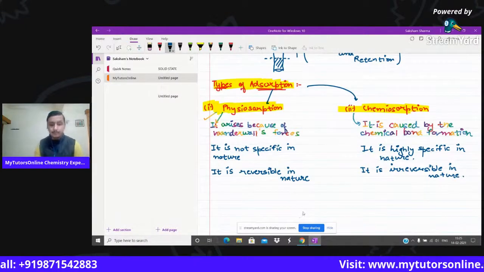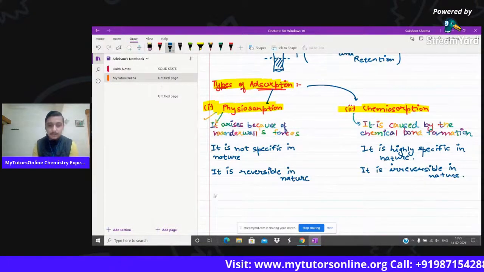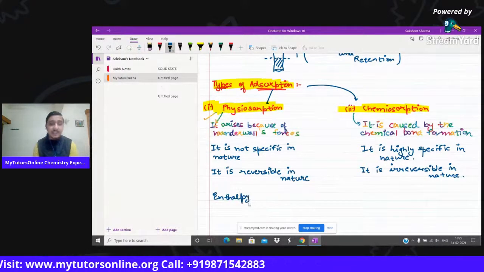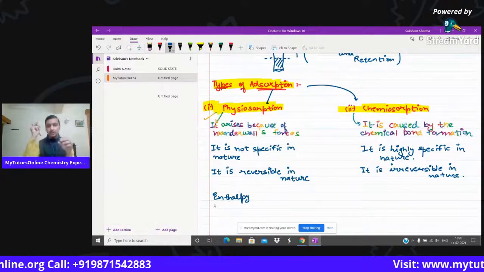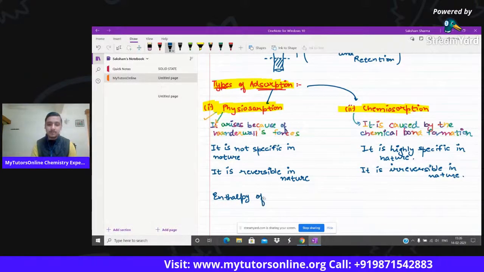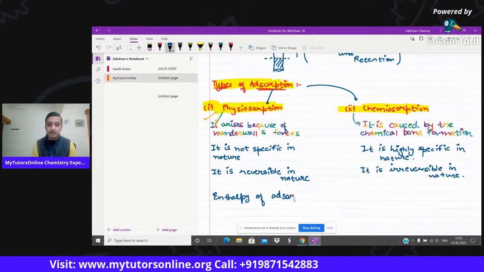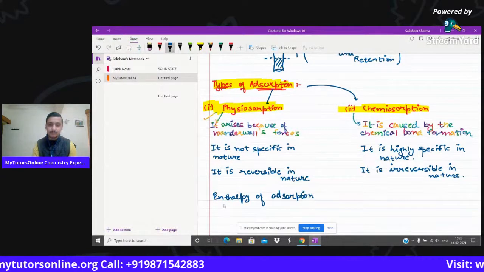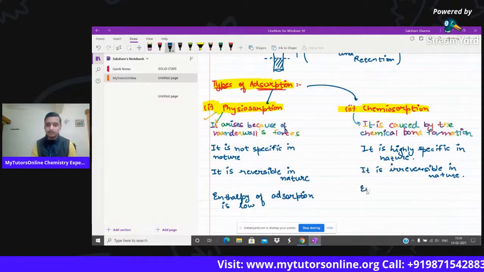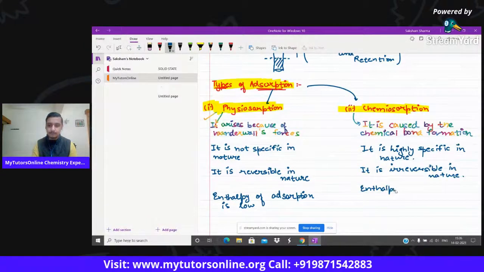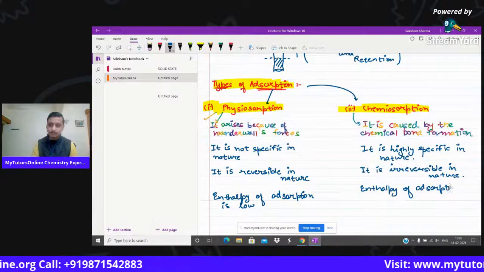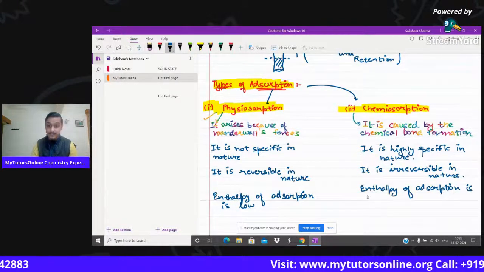Okay, now enthalpy of adsorption. Enthalpy of adsorption is basically the energy that may be gained or released whenever your adsorbate sticks to the surface of the adsorbent. Here, the enthalpy of adsorption is low. But here, the enthalpy of adsorption is high.